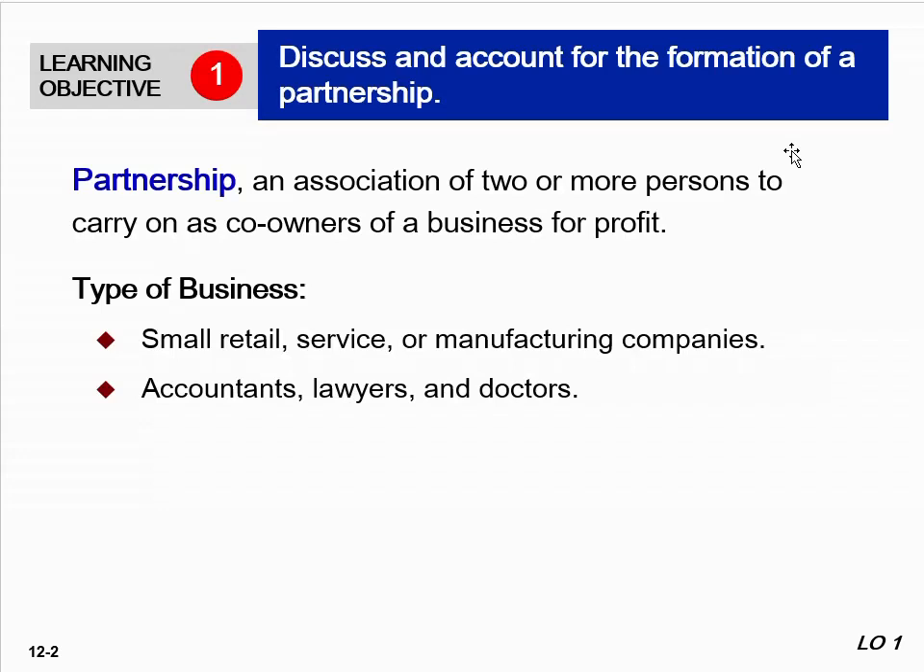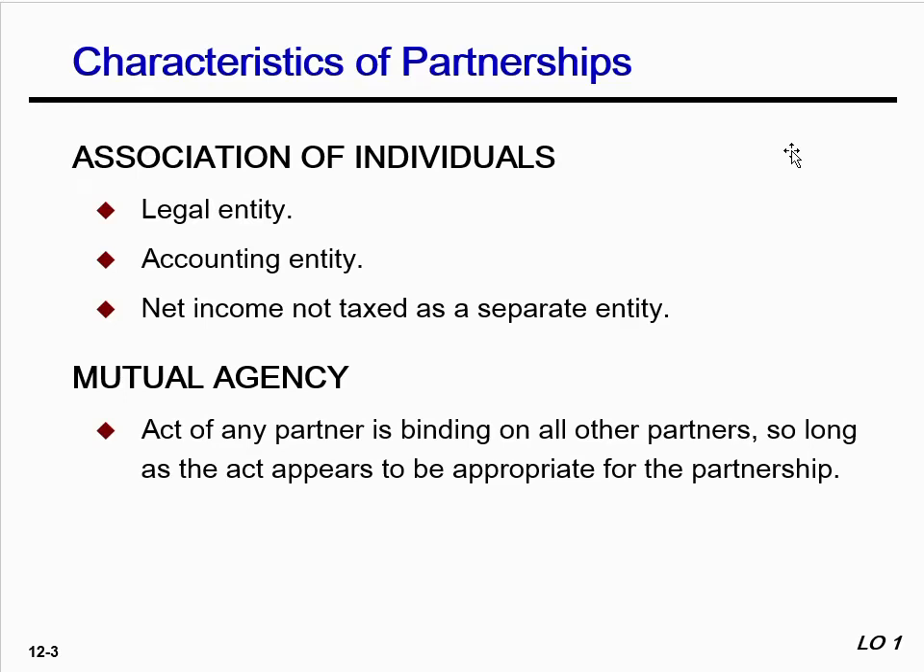Let's talk about the basic characteristics of a general partnership. When I say general, it means there are no specific features, just a normal partnership made by two or more people. So, number one, it is an association of individuals and it's a legal entity. Legal means it's recognized by the law, it's legally allowed to create such a business. And it's an accounting entity, it records its business transactions.